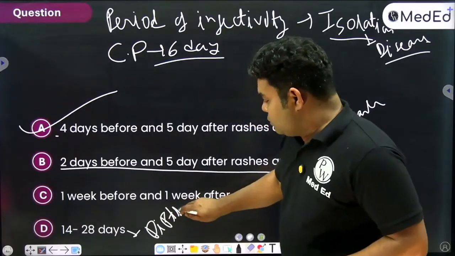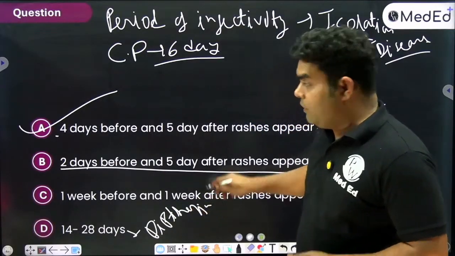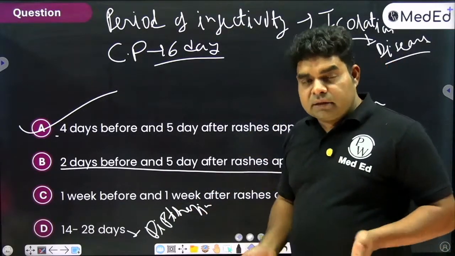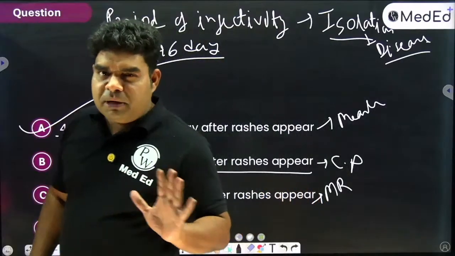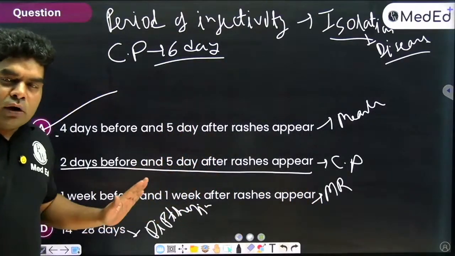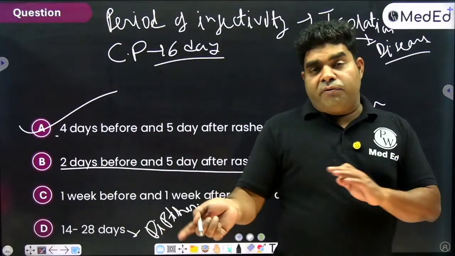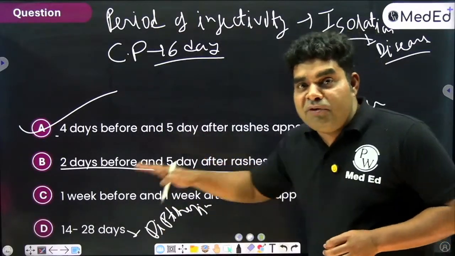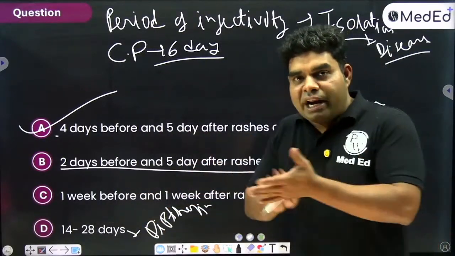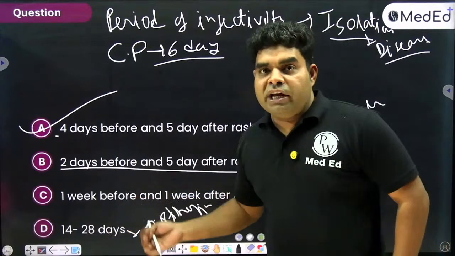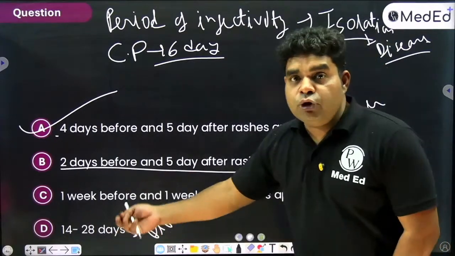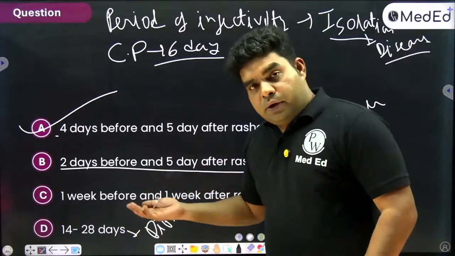So only 4 periods of infectivity we have to remember, which they mainly ask. 1, 2 others they also ask, but mainly these. Chickenpox 2, 5, 2 day before, 5 day after. Measles 4, 5, 4 day before, 5 day after. Mumps, rubella 1 week before, 1 week after. And add 1 and 1, week 2 week. So 2 to 4 week, 14 to 28 day is diphtheria. Okay, so I hope this whole topic is clear.